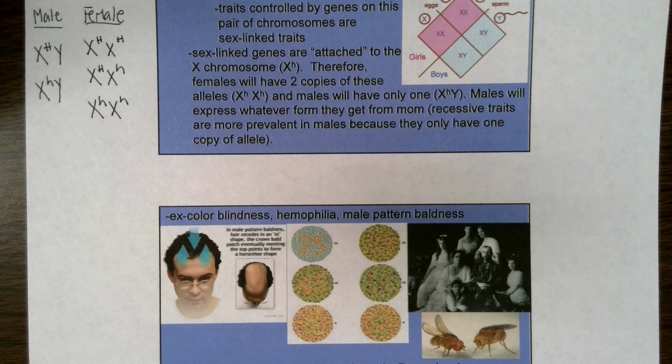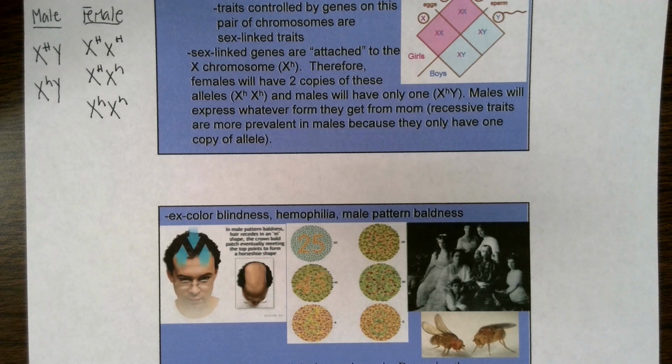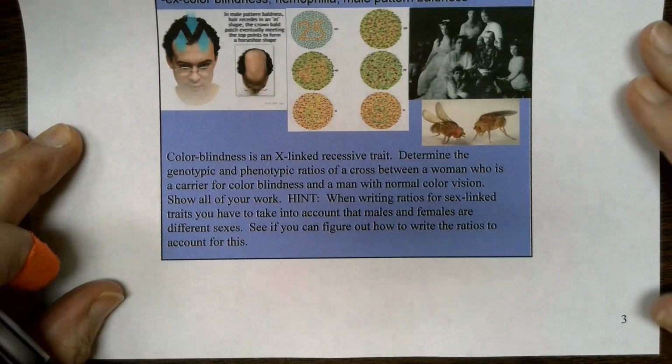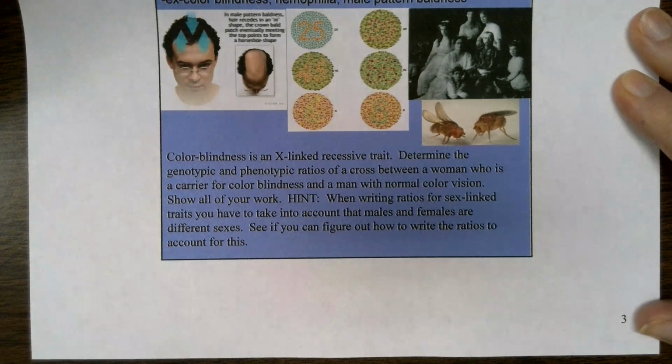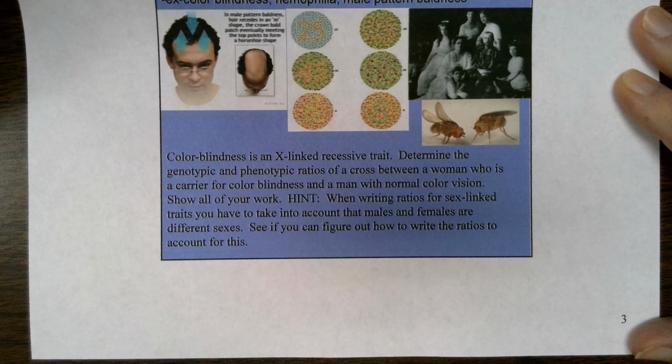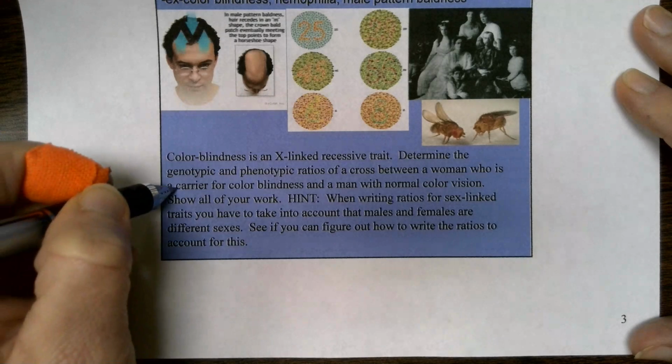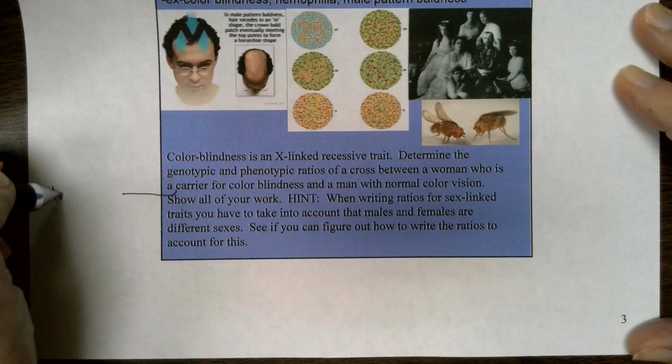And then here's another example, fruit flies. The color of the eyes in fruit flies is either white or red, and that's a sex-linked trait. Okay, so a non-human example. All right, so let's look at our example of color blindness. So it says color blindness is an X-linked recessive trait. Determine the genotypic and phenotypic ratios of a cross between a woman who is a carrier. Okay, so that's going to be carrier. This is going to be somebody that's heterozygous.